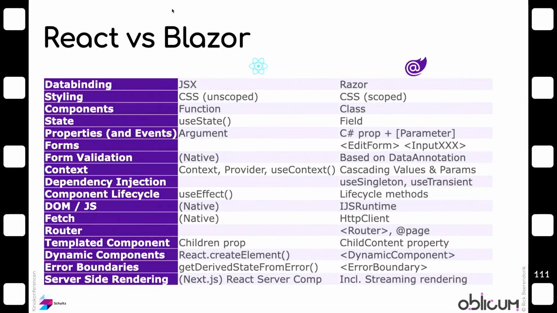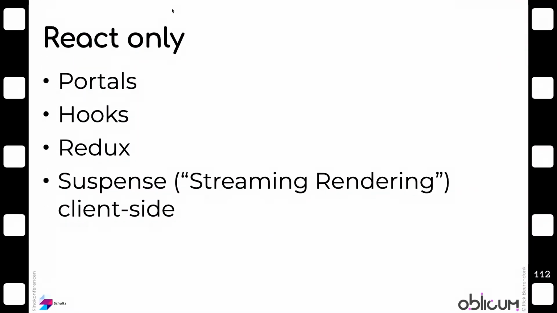Now the router is built in. And then we have extras like templated components, dynamic components, error boundaries. Not all the front-end frameworks have that, but it's there in Blazor, and server-side rendering.